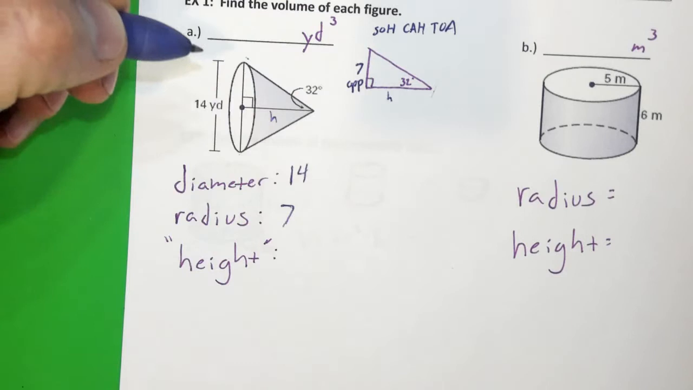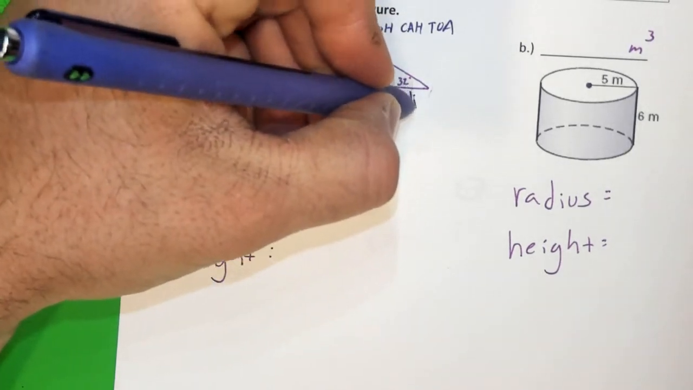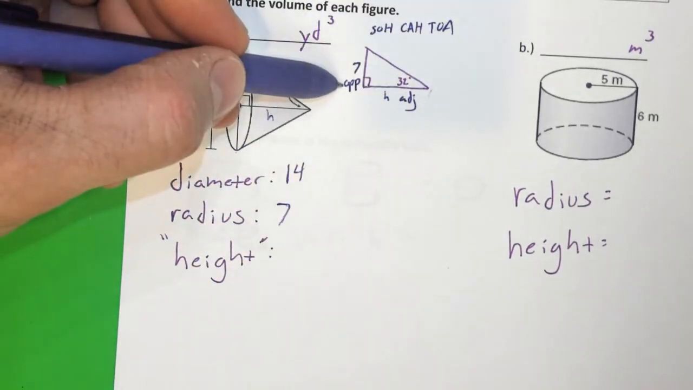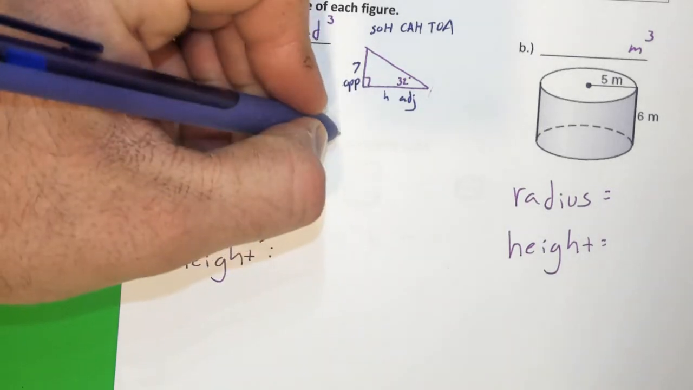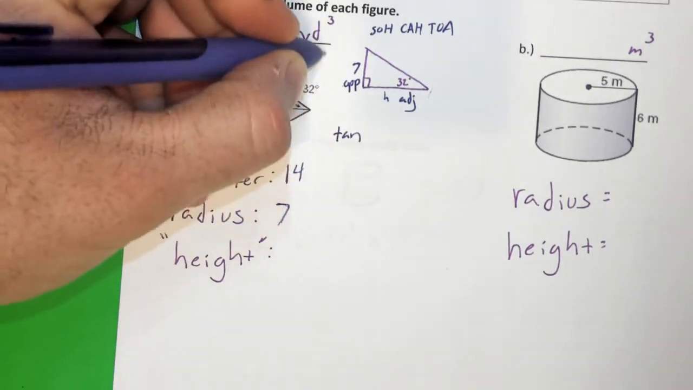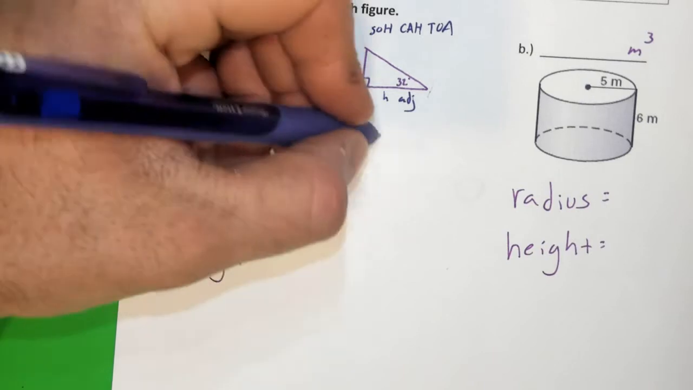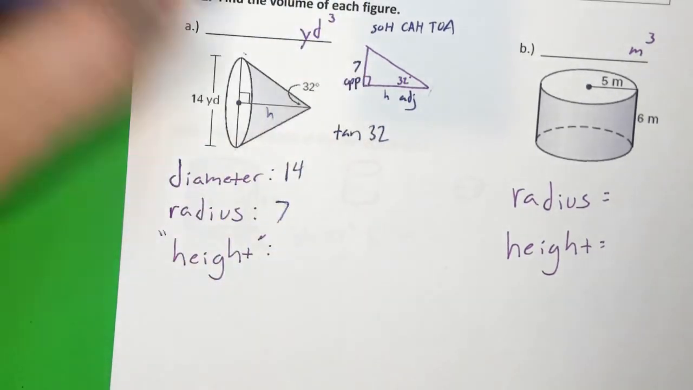And this height that we're after is going to be an adjacent side. So we want to use the choice right here that has the O for opposite and the A for adjacent. That's going to be tangent. Whenever you're making one of these choices, it's always the tangent of an angle. So we'll do tangent of 32.